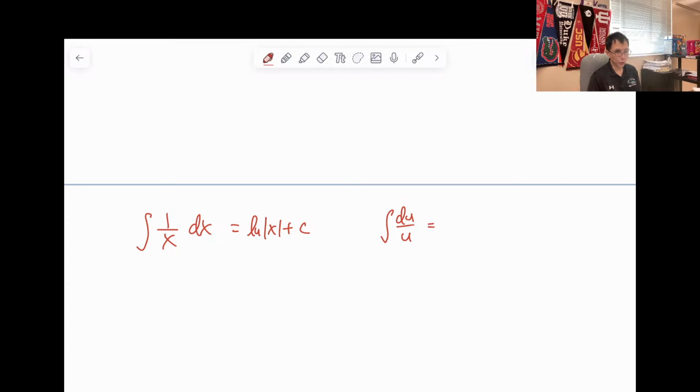Okay, what is du over u? Now, what's the difference between those two functions? The way to easily explain this: anything that is not x is u. Not x and not a constant. So if it's some type of variable, even 2x, that's u. x minus 1 is u. 1 minus x is u. Does that make sense? Anything that's not x is u.